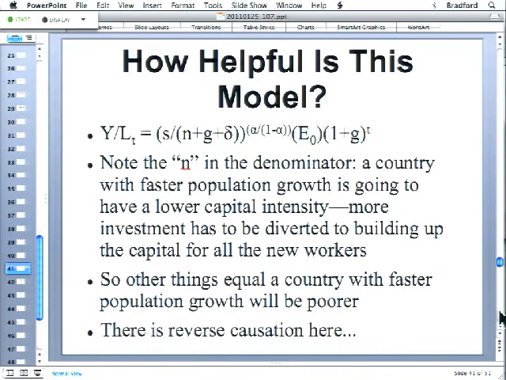Then there's the level of the efficiency of labor back at year 0, whenever you started analyzing your economy. But since the efficiency of labor is growing at rate G, we simply multiply that E0 by (1 plus G) raised to the t power. That's going to tell us what our economy's output per worker level is. And note the N in the denominator here.